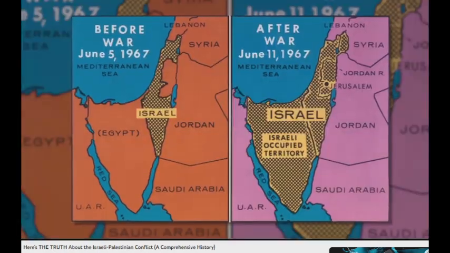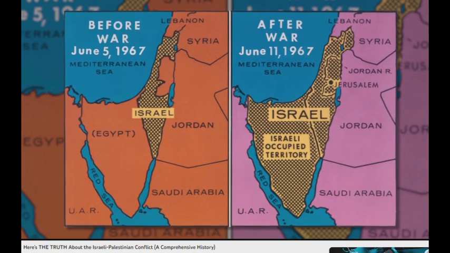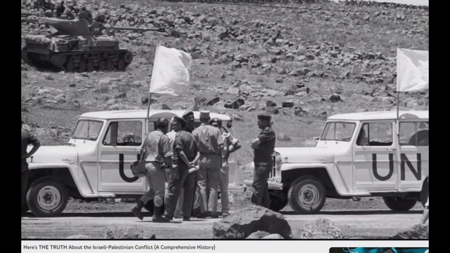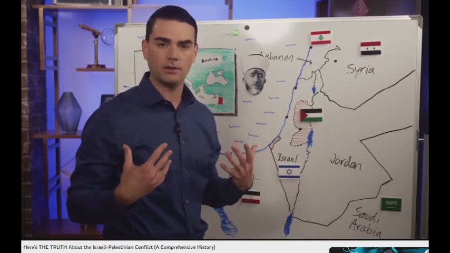Israel then proceeds to give up like all of it, right? So Israel keeps the Golan Heights because that's a military necessity. The UN calls for Israel to withdraw from occupied territories. Now, the language here matters if you care about the UN. I don't happen to care about the UN. I think it's a garbage organization.